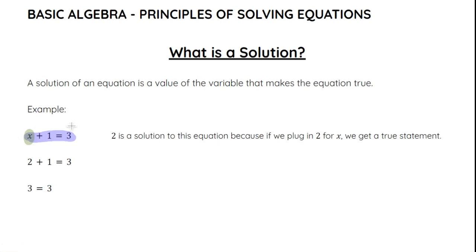So 2 is a solution to this equation because if we put 2 in place of x right there, then it becomes 2 plus 1, and 2 plus 1 over here is 3, and that is equal to what it is on the other side, which is 3.